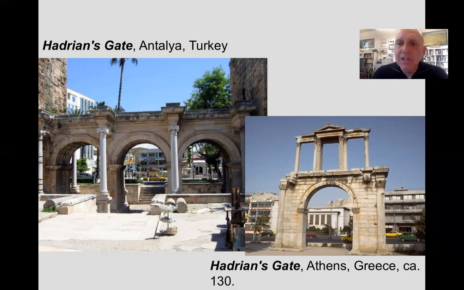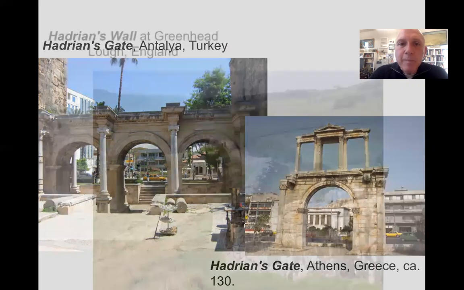And then in addition to the things that he built himself during his reign, there were monuments built to him or built in his honor. And so, for example, there is a gate there in the city of Antalya in what was once ancient Anatolia in modern day Turkey. And then on the right, we have a gate identified with Hadrian and his rule in Athens, a city that was beloved to this emperor. So the capital of Greece.